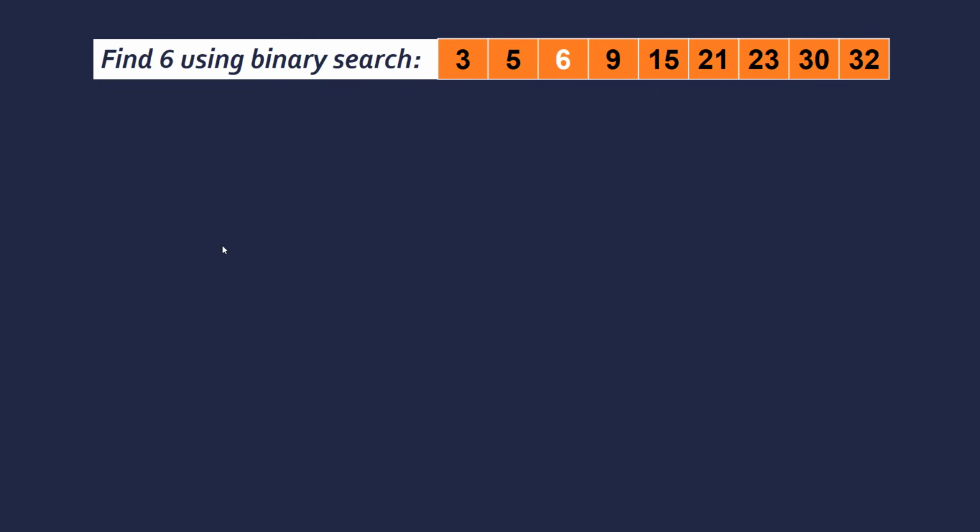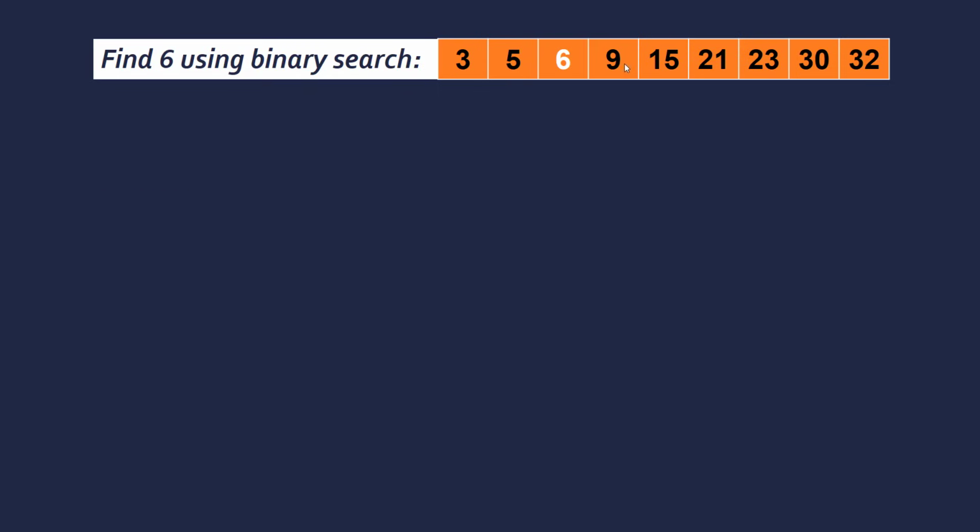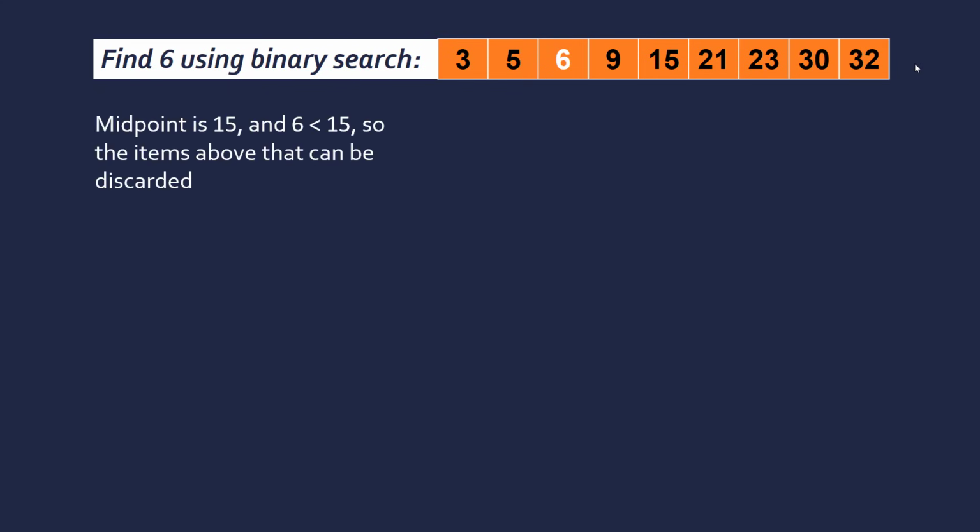So that may not make sense, so let's actually do some examples. We've got this list here and we want to find six. Six is our target element. You can see this is sorted, so we can use binary search on it. First of all, binary search divides the list in two, so we need to find a midpoint. In this case, 15 is the midpoint. It's quite a nice list, it's got four on each side. So 15 is our midpoint.